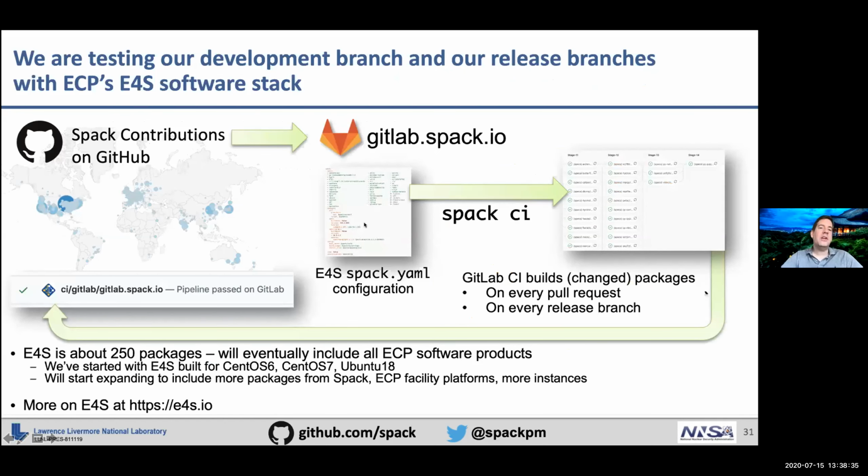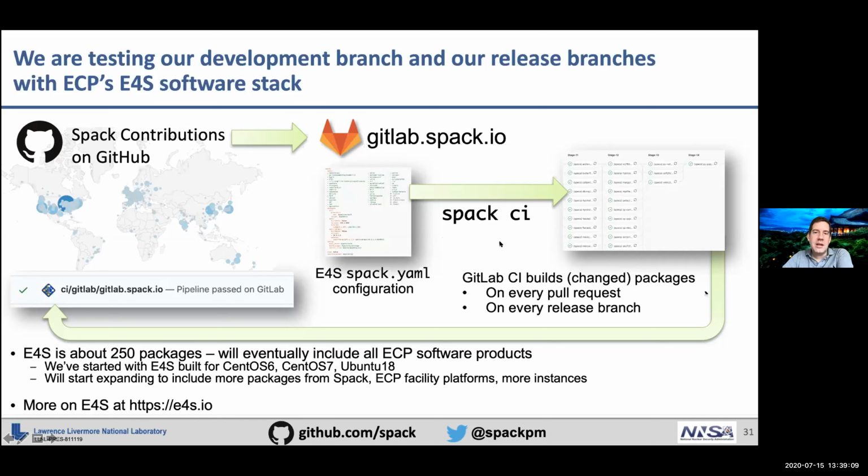The other thing that we've started doing in 0.15 that you might not notice is we've started using ECP's E4S software stack to test Spack. What I mean by that is Spack contributions are coming in on GitHub all the time. We're using the CI features that I pointed out earlier to test E4S with a YAML configuration just for E4S. And so E4S itself is like 50 or 60 different packages, and with dependencies, it's like 250 of them that ECP cares about. It's coming out of the US Exascale project's software technology stack.